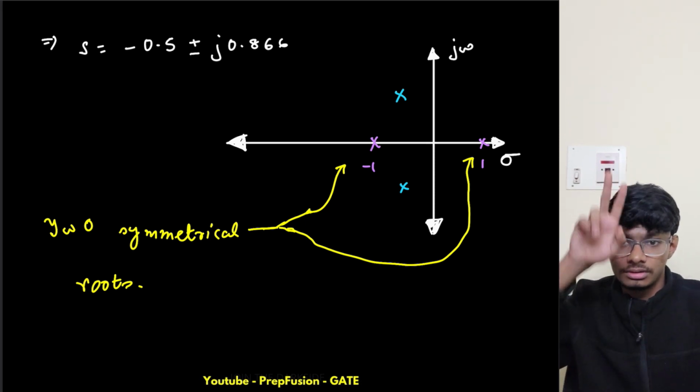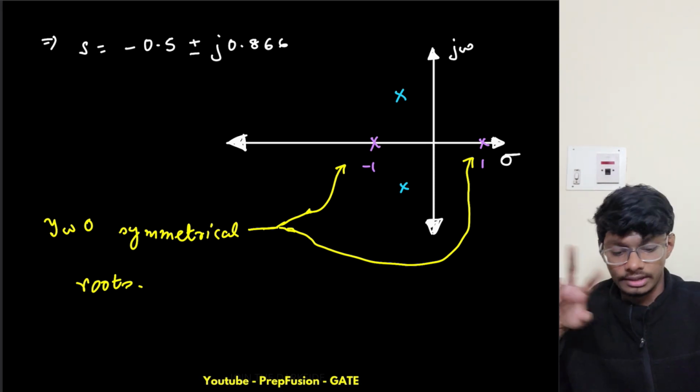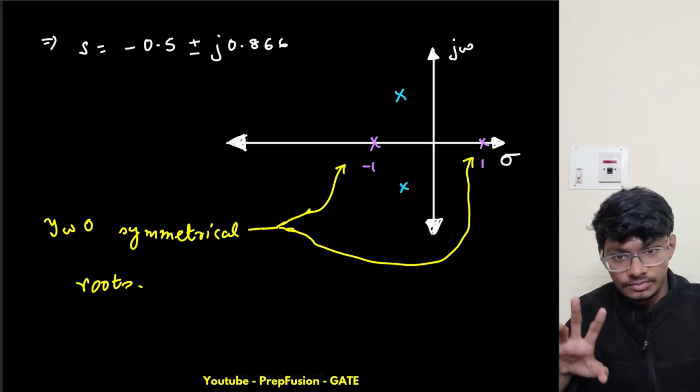Else they will lie on the imaginary axis itself. They will be symmetrical about the imaginary axis, right? Else they will not lie around the left half and the right half, right? That's how we understand it. So yeah, this is one question.